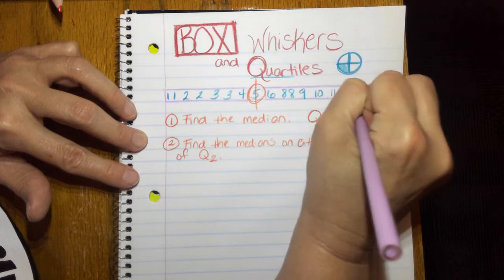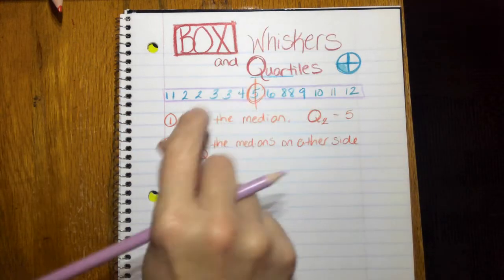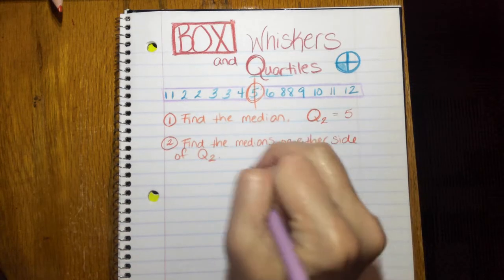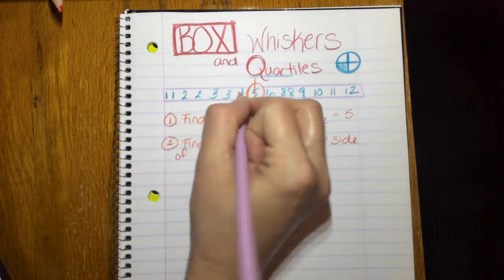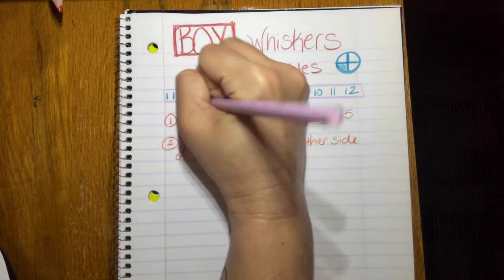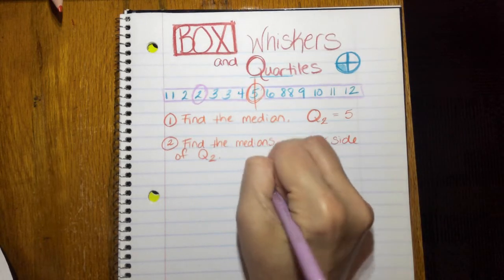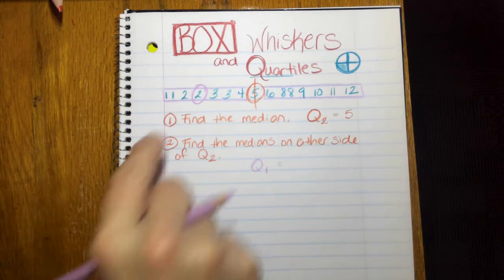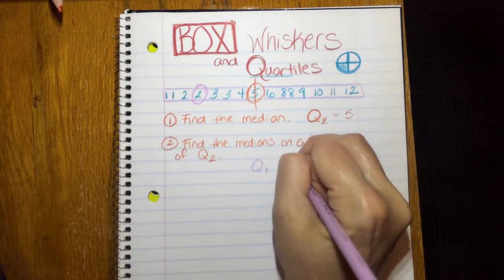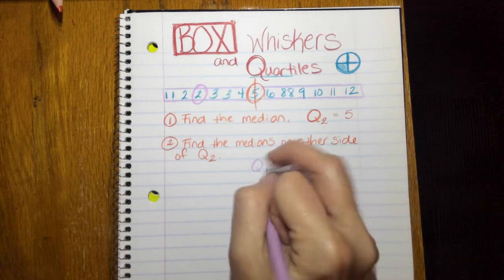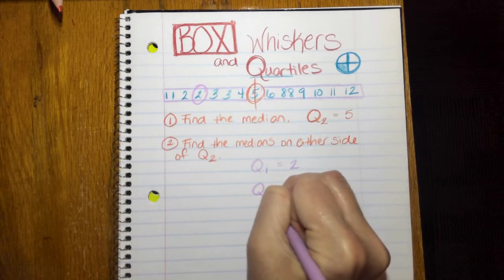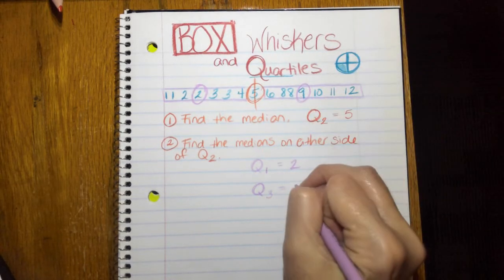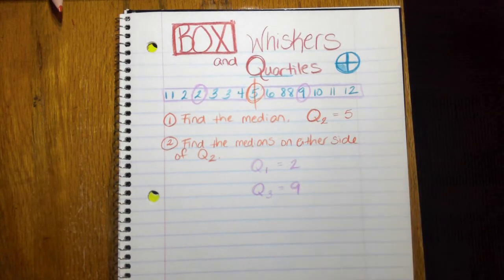And the things that I find on this side, 1, 2, 3, 4, 5, 6, 7, so that would be 3 on each side. So Q1, the first quartile, the middle number is going to be 2, and Q3, which is going to be on this side, is 9.